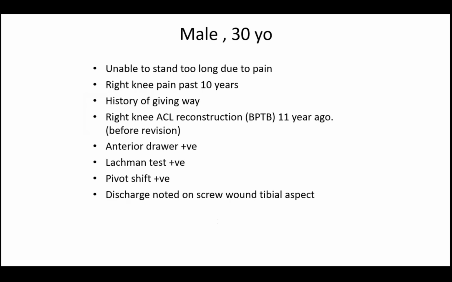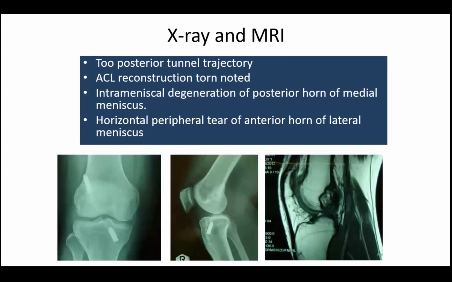First case, 30 years old. He had right knee pain for 10 years, unable to stand long, with giving way. He had a PTB reconstruction 11 years ago, and he had all the signs of a failed ACL reconstruction. He also had some discharge noted on the wound over the tibial aspect. This ACL reconstruction was done many, many years ago, and you can see there's no more ACL. His alignment was okay, and in this case he had a bit of meniscal damage as well.